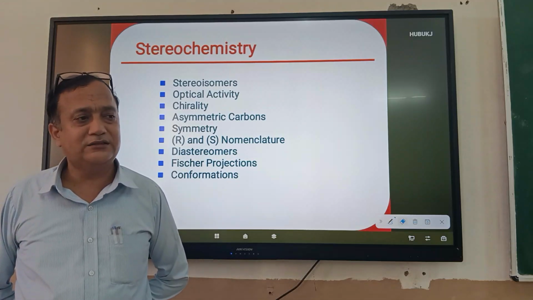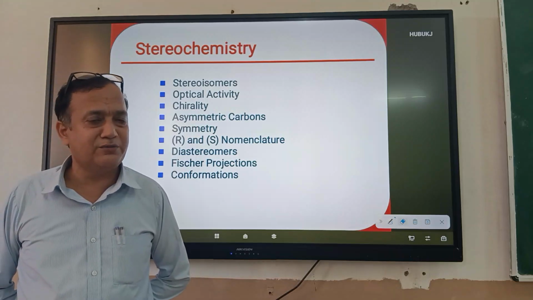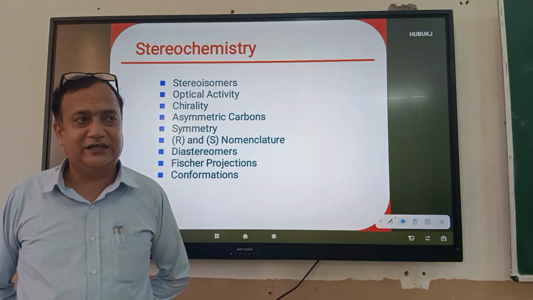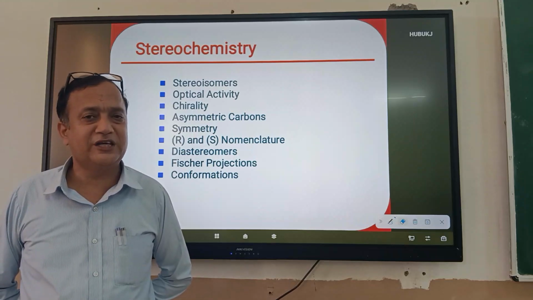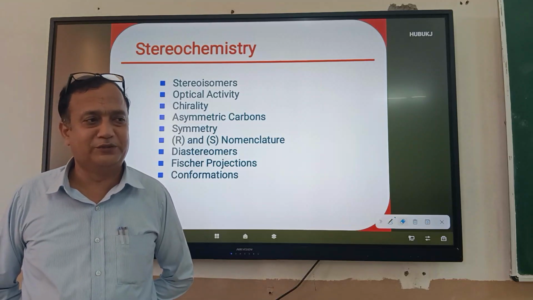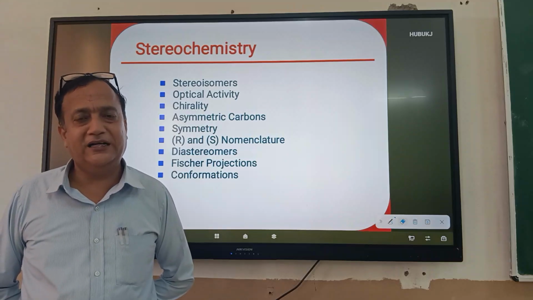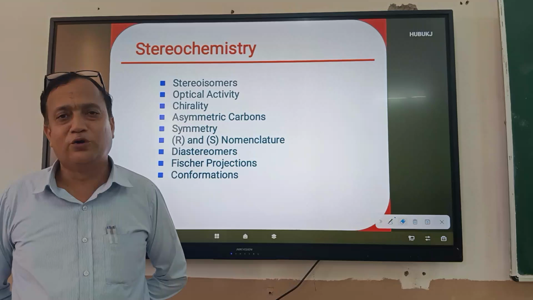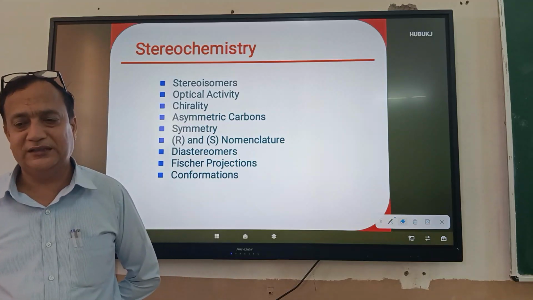So this is the importance of stereochemistry. With the help of stereochemistry, we can isolate two different isomers which seem the same to you. One isomer has a beneficial effect and the other has a non-beneficial or harmful effect. So we need to separate those compounds.